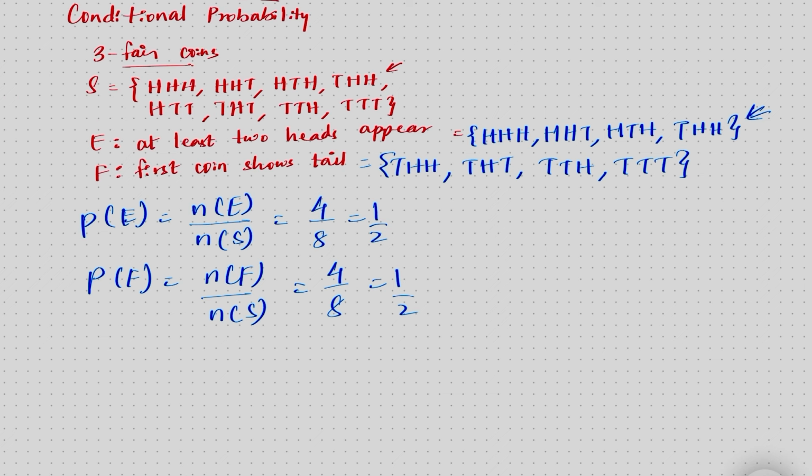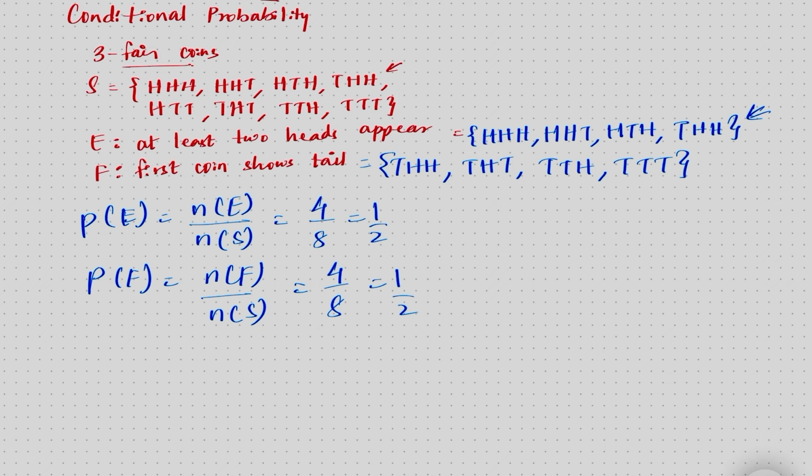Now the probability of E: we have four elements over eight total sample space. So we write number of elements in E divided by number of elements in S, 4 over 8, which is 1 over 2. Similarly, P of F equals number of elements in F divided by number of elements in S. Again in F also we have 4 over 8. So our answer is 1 over 2.